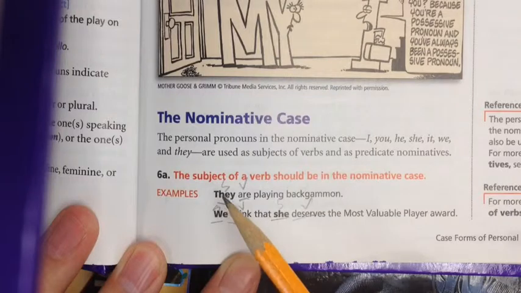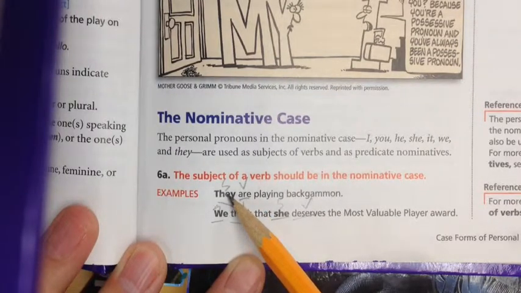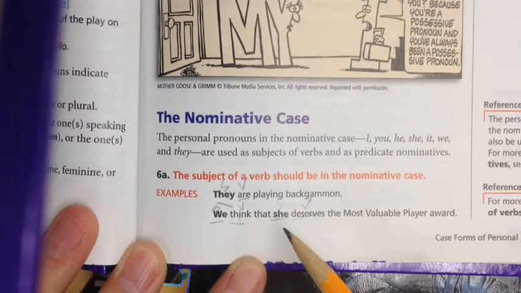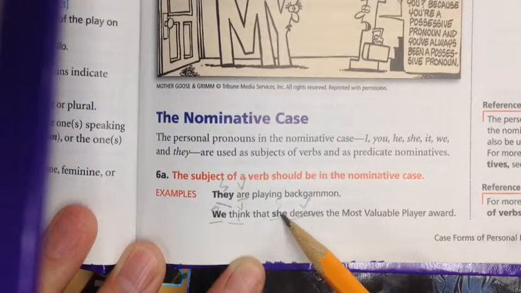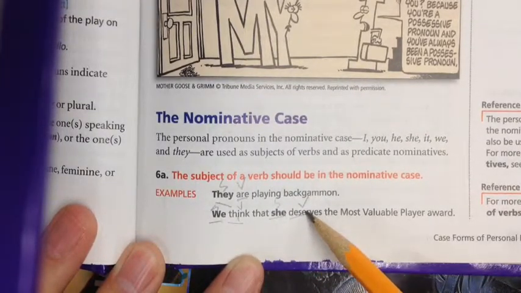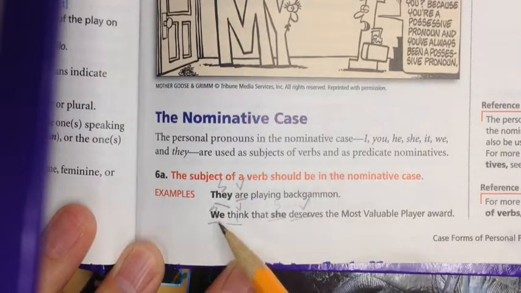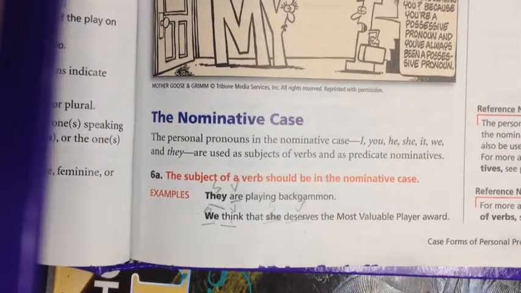So here are two examples of subjects. They are, use the word they. You would never say them are. And we think. You would never say us think. Similarly, we wouldn't say her deserves. So we should say she deserves. And you won't mess this up. Usually you'll get this right. You will be able to trust your ears that the nominative case sounds better for subjects. Here's where it gets tricky.